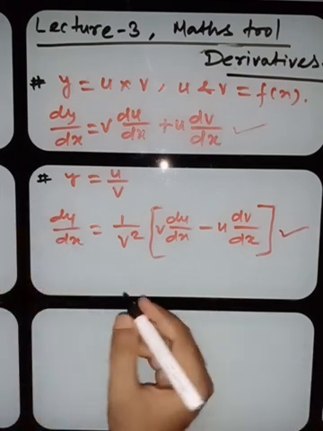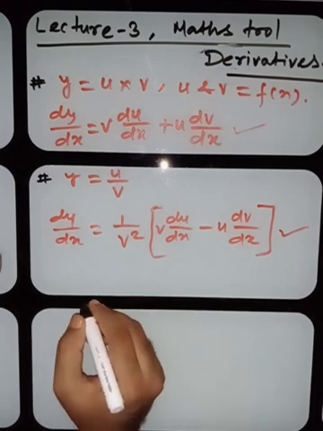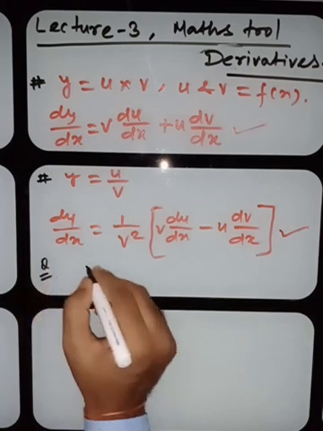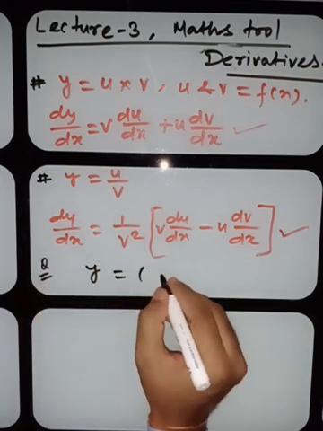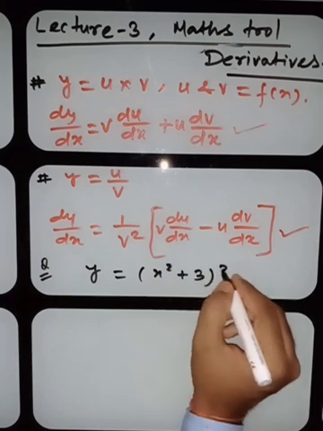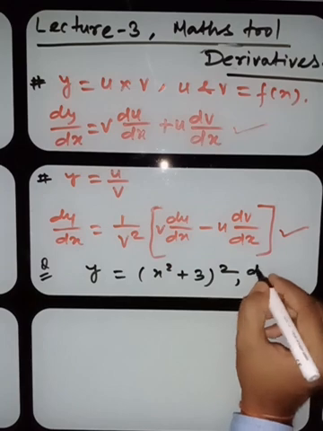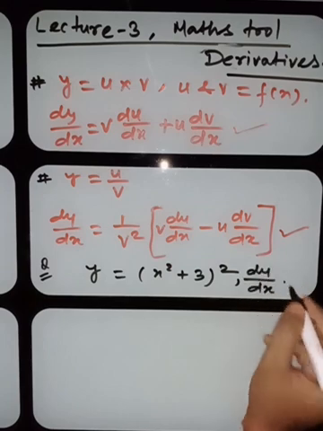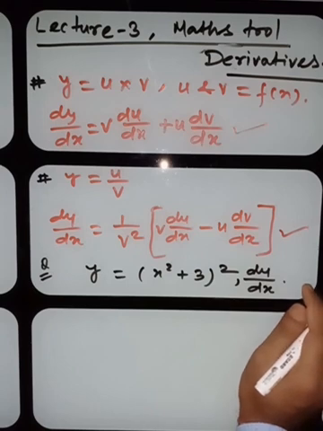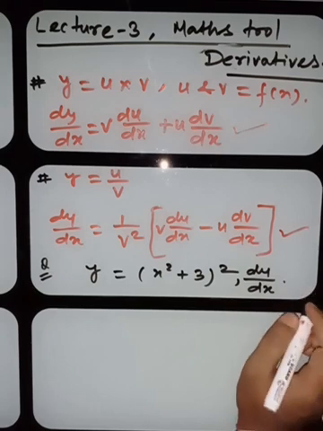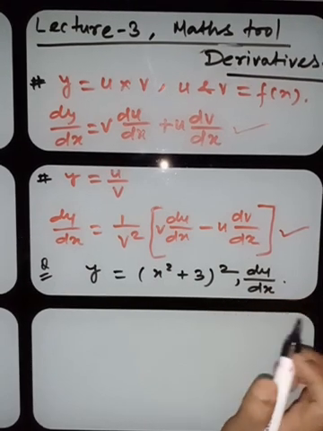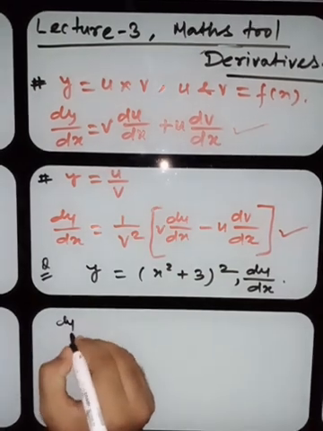So here I am going to give you questions. The first question: if y is equal to (x square plus 3) whole square, you have to find dy by dx. I know I had given this type of question for your practice in the group. Again, for students who are watching on YouTube, I'm solving this question, dy by dx.